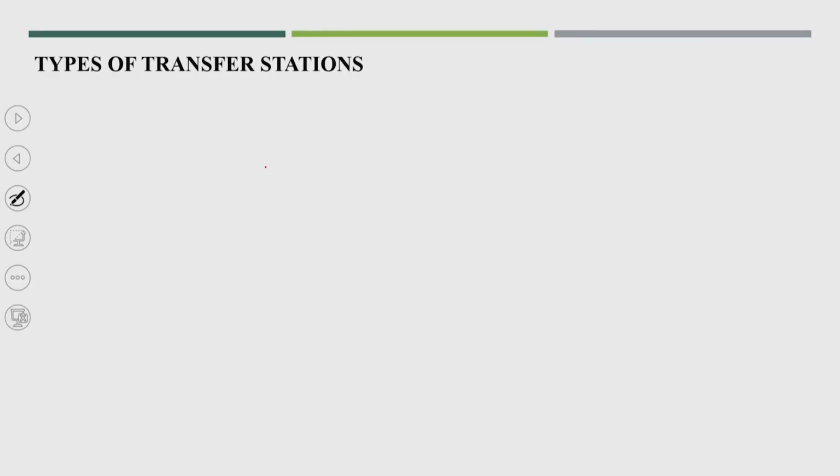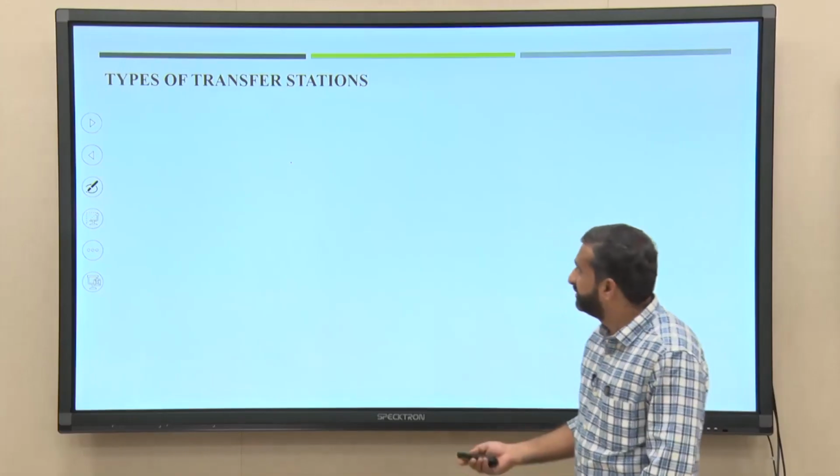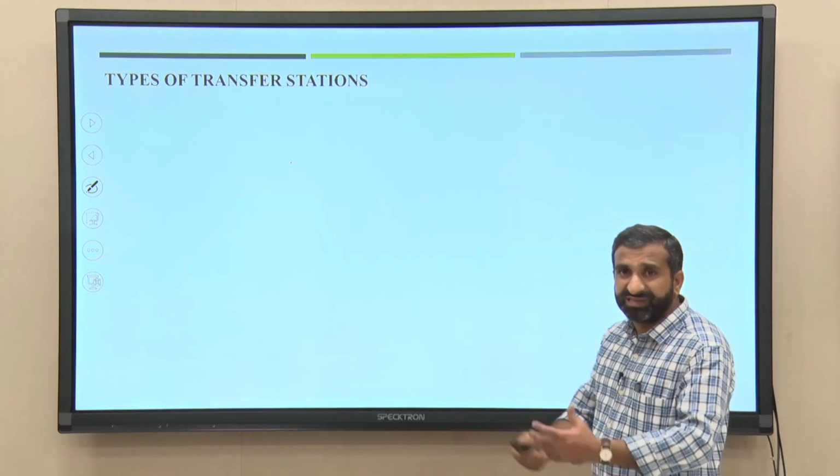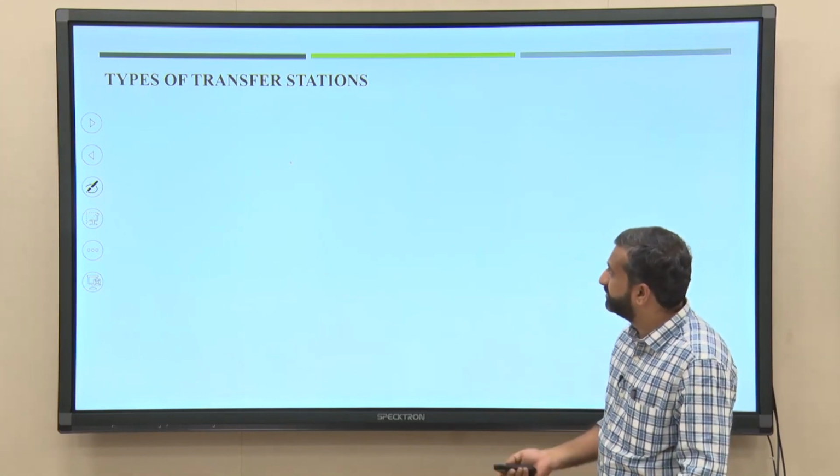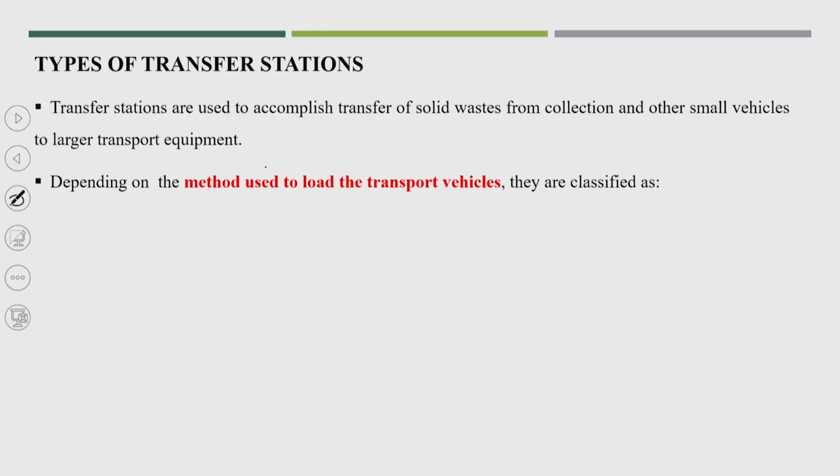Now, once we understand the transfer station and the importance of transfer stations, we will talk about types of transfer stations. There are different types, and based on that we can get the benefit of these transfer stations. Depending upon the method used to load the transport vehicle, they are classified as direct load transfer station, storage load transfer station, and a combination of direct load and storage load.